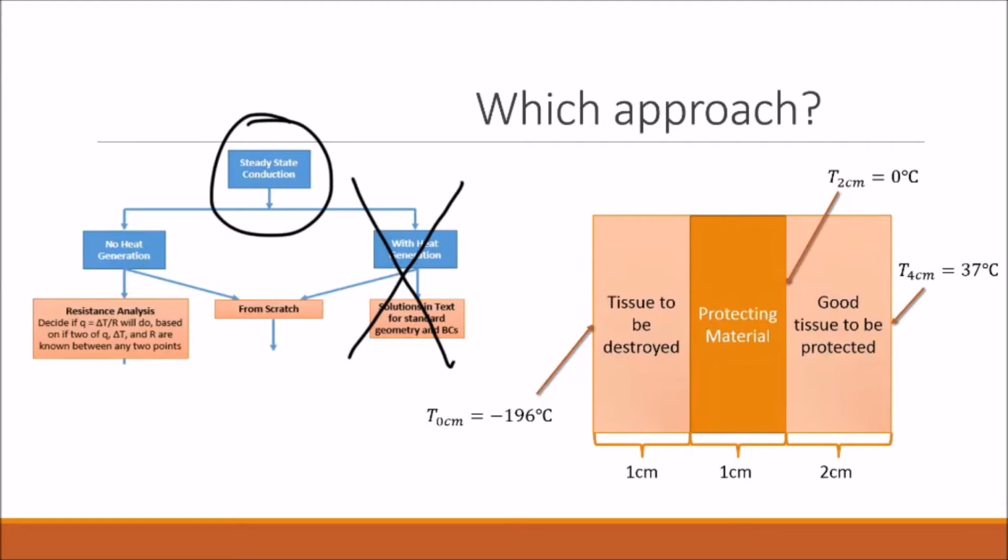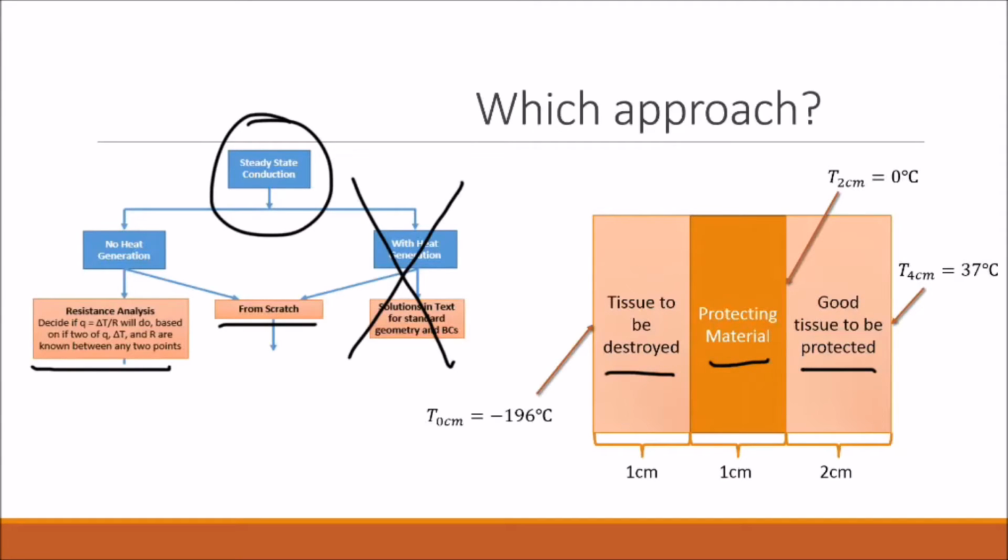So now we must determine which approach to use. We have two options. We can use a resistance analysis or a from scratch approach. The question is, which one should we choose? A from scratch approach for this problem doesn't really make much sense because we have three different layers, each with different thermal conductivities. Hence, modeling this system using just one general equation is going to be pretty difficult.